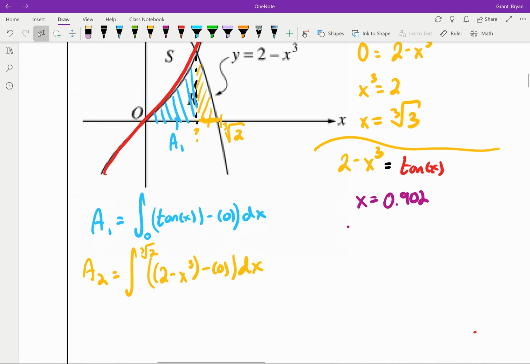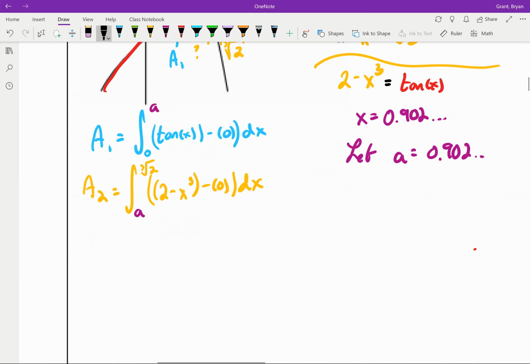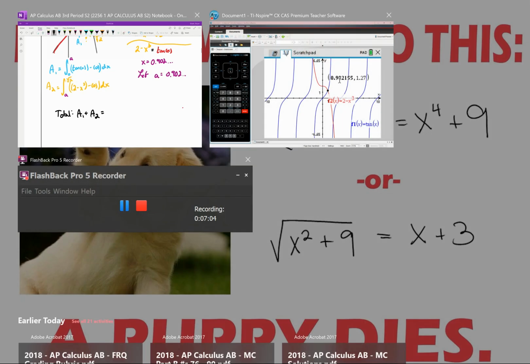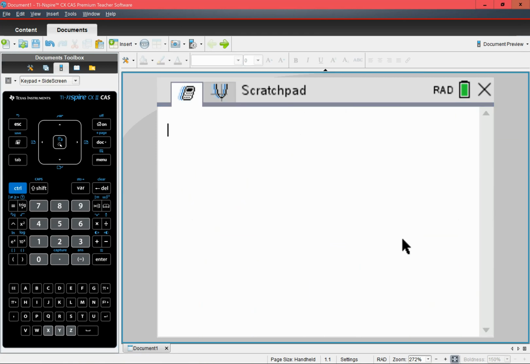And I'm going to go ahead and let A equal 0.902, just so I don't have to keep writing it. So now I can go from 0 to A, and from A to this. Those are my two regions, and then of course the total area is just those two regions added together. So going through, I'm just going to show this on the calculator quickly. We should remember that f1 is tangent, f2 is 2 minus x cubed. That might save us some time.